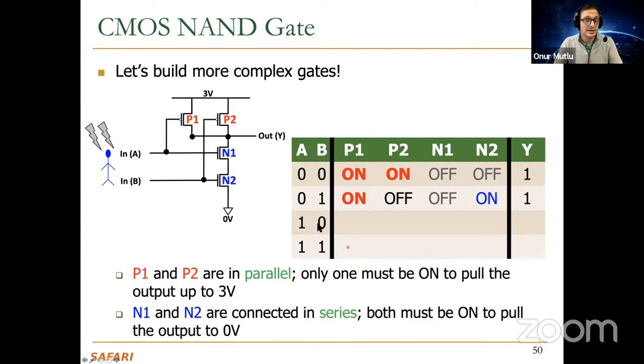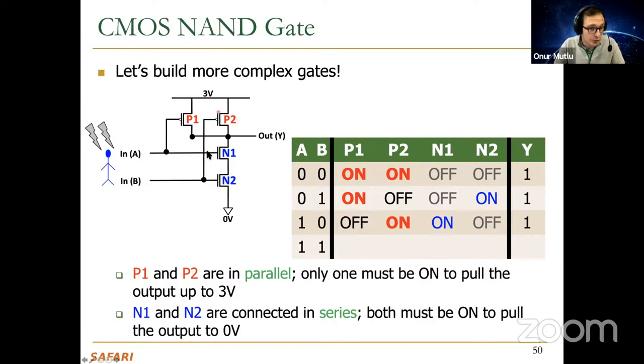Okay, so let's take a look at what happens if A is 1 and B is 0. If A is 1, B is 0, what happens is, again, these series transistors don't connect the output to 0 volts because both of them need to be on, meaning both A and B need to be 1 for them to have a closed circuit over here. But in this case, one of P1 or P2, in this case P2, conducts. As a result, you get 1 in the output.